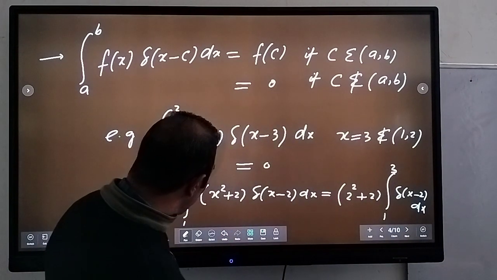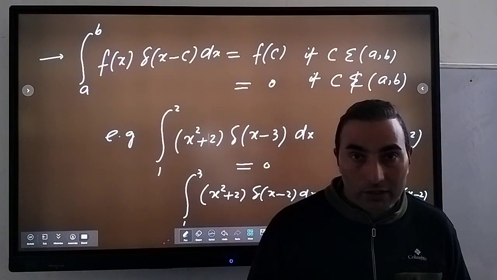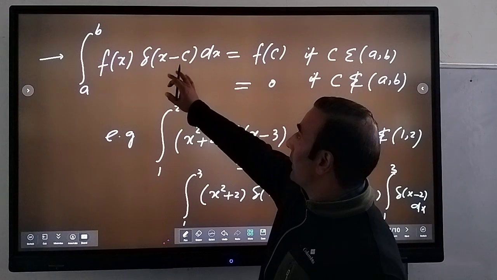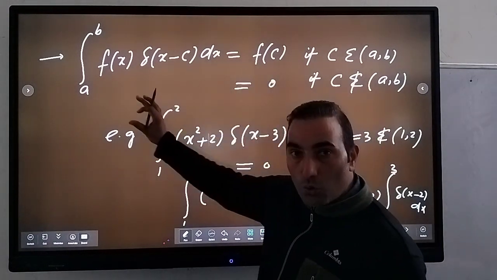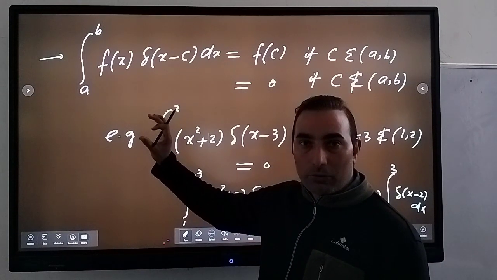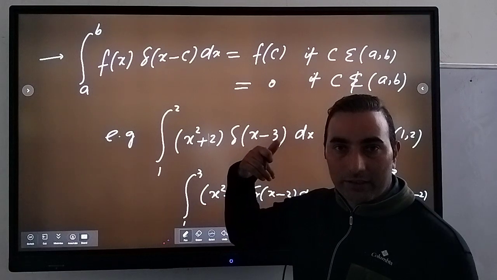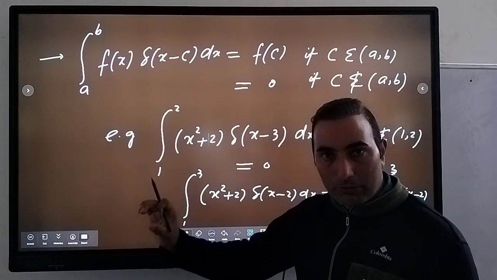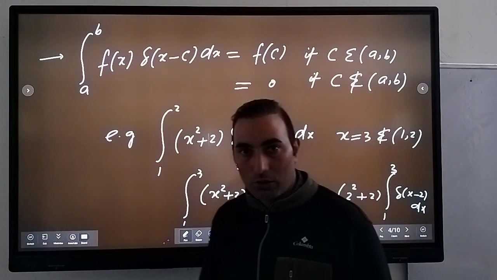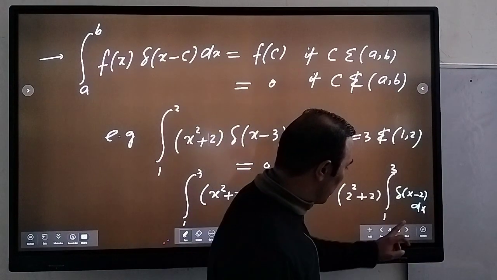Okay? So that means, this is another property that अगर हम यहाँ पे define करेंगे कोई point, so that point like C, it should lie between those two limits. अगर वो इन दो limits में lie करता है, if it lies in between those two limits, then we can say that it has some value, that's f of C. If it doesn't lie between those two limits, its value will be 0. So this is third property of these delta functions, right?